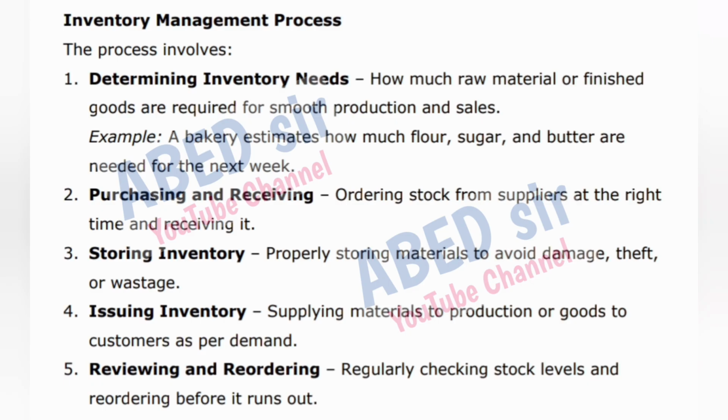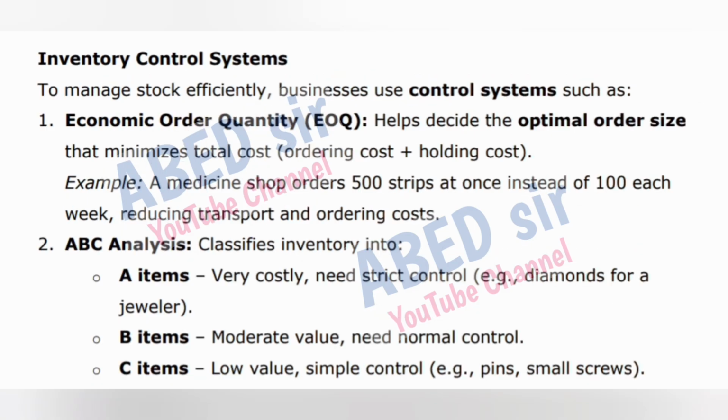5. Reviewing and reordering, regularly checking stock levels and reordering before it runs out. Inventory control systems. To manage stock efficiently, businesses use control systems such as 1. Economic order quantity. EOQ helps decide the optimal order size that minimizes total cost, ordering cost plus holding cost. Example, a medicine shop orders 500 strips at once instead of 100 each week, reducing transport and ordering costs.